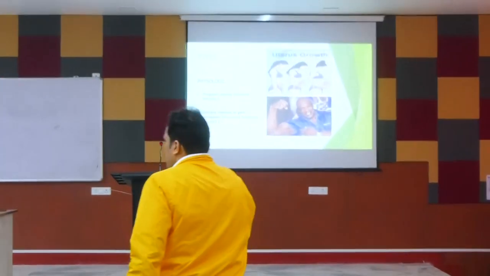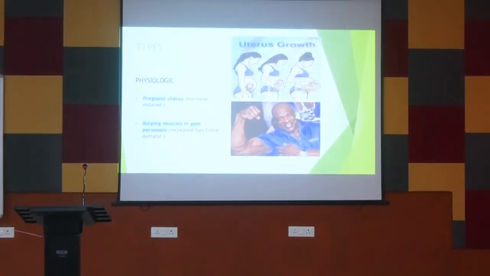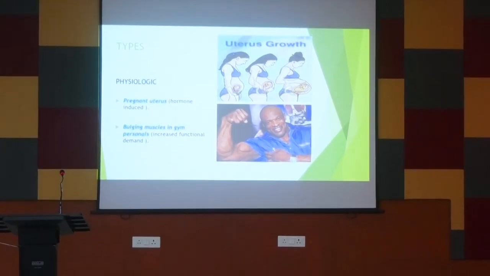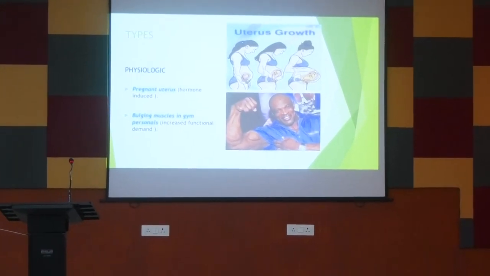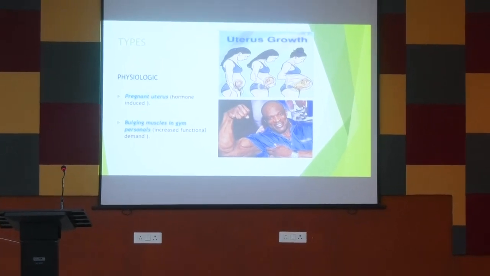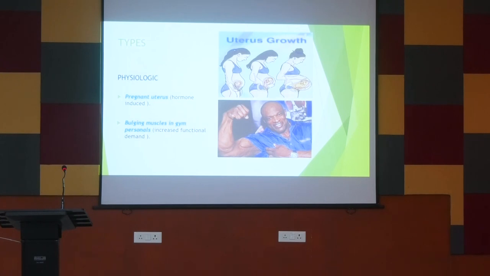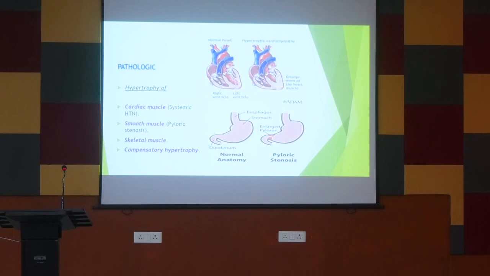And typified by this guy, Ronnie Coleman, but there are many others also, like Chris Bumstead and Harry Chopin. You may have heard of them, the ones who go to the gym. Ronnie Coleman is an example of bulging muscles, and bulging muscles is because of hypertrophy, because of increased functional demand. Then comes pathological hypertrophy.